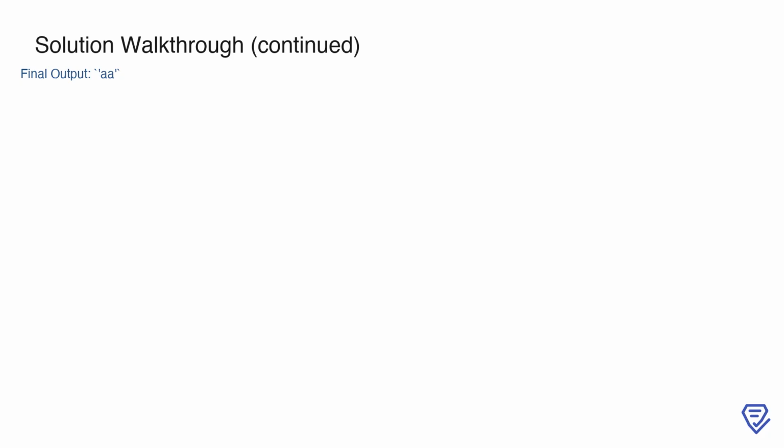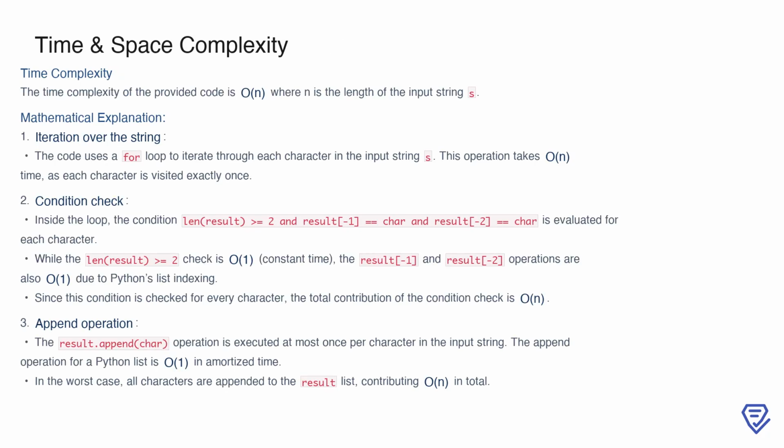The time complexity of this solution is O(n), where n is the length of the input string. This is because the algorithm iterates through each character in the string exactly once using a for loop. Each iteration performs three main operations: evaluating a condition, accessing specific indices of the result list, and appending characters to the list. Let's break this down further.